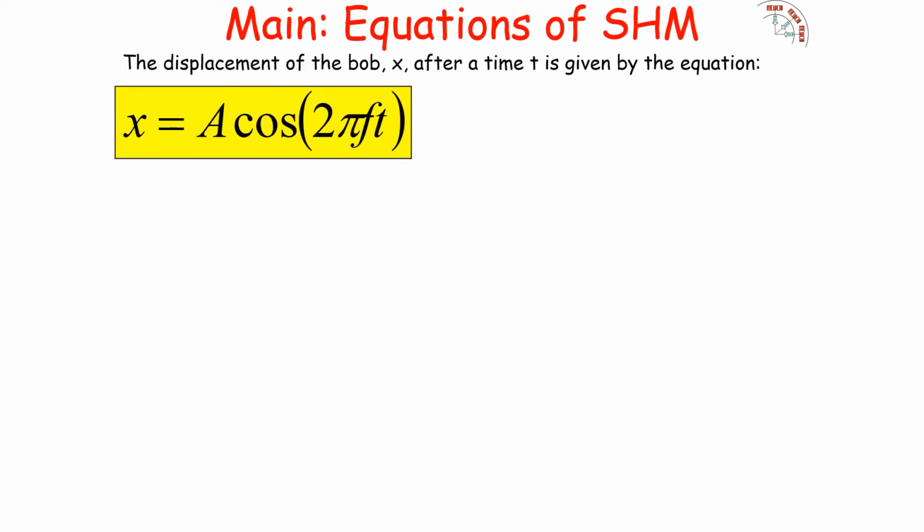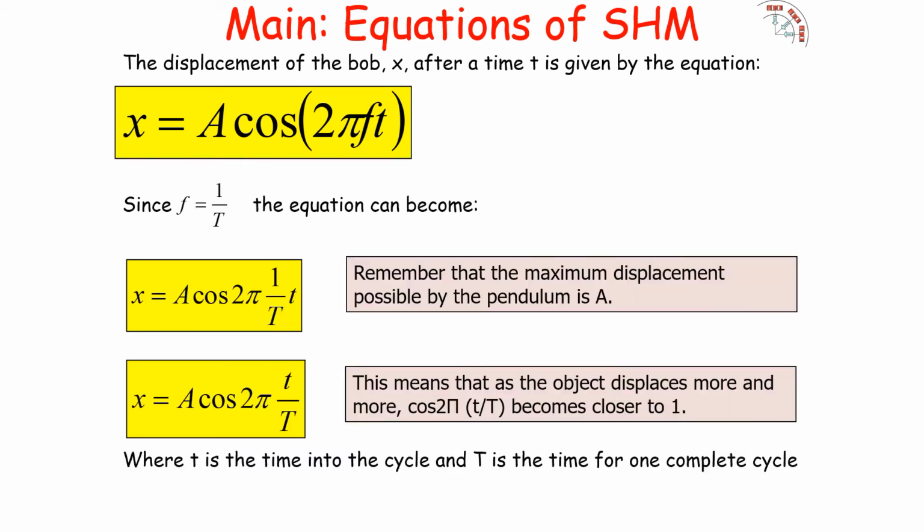The displacement of a bob x after time t is given by the equation x equals A cos 2 pi f t. Remember that the maximum displacement possible by a pendulum is A. So this means that as the object displaces more and more, cos 2 pi t over T becomes closer to 1, where t is the time into the cycle and big T is the time for one complete cycle.